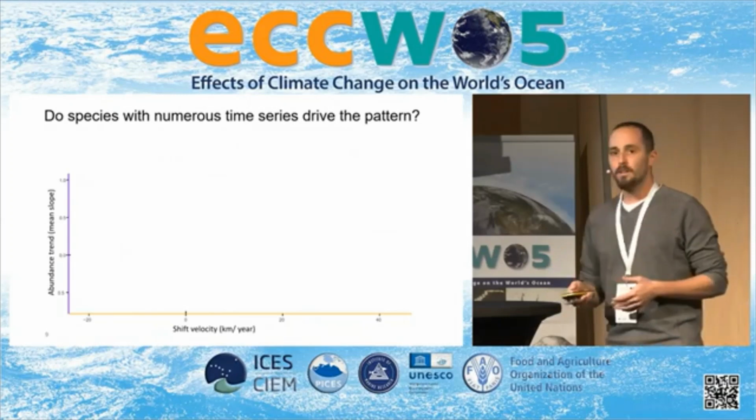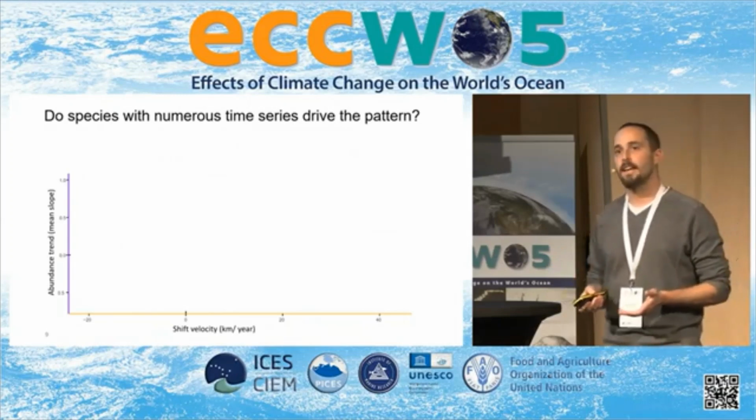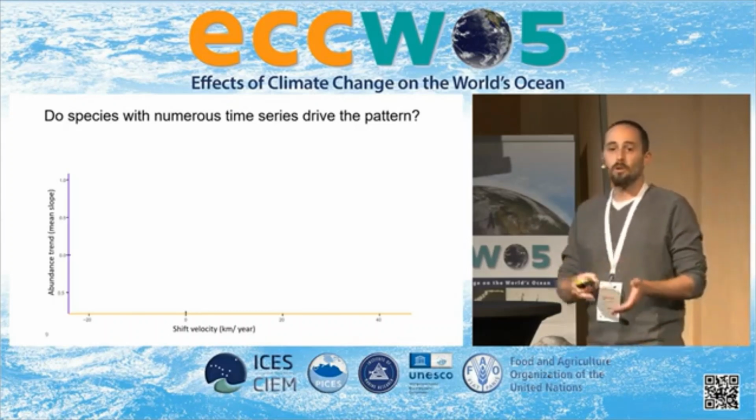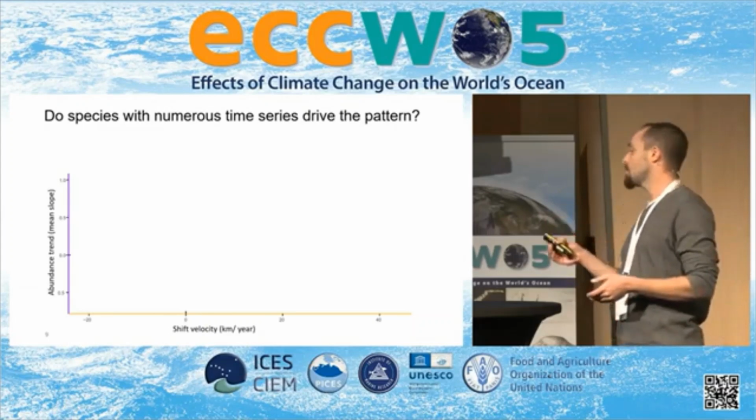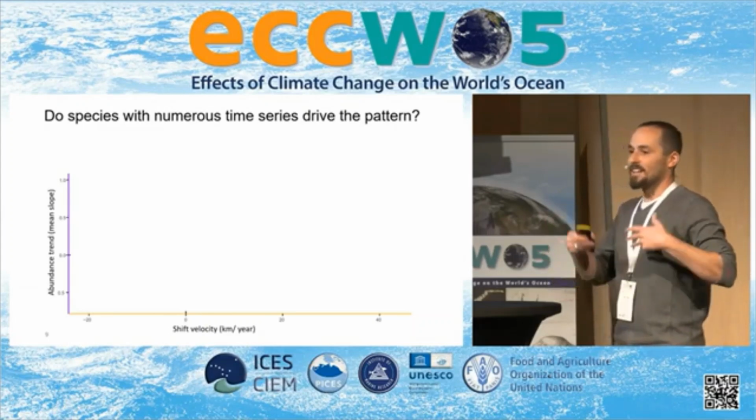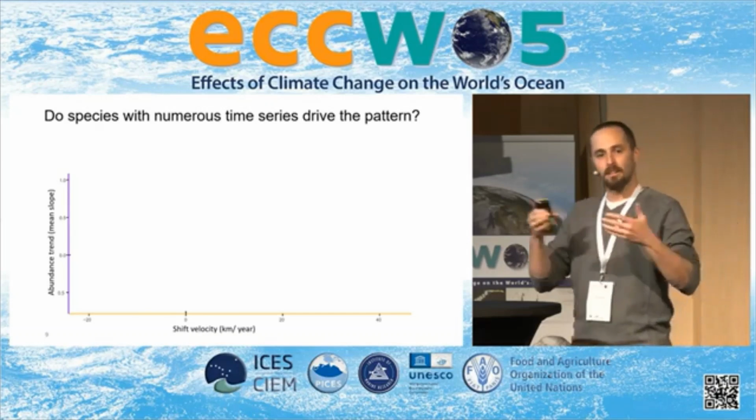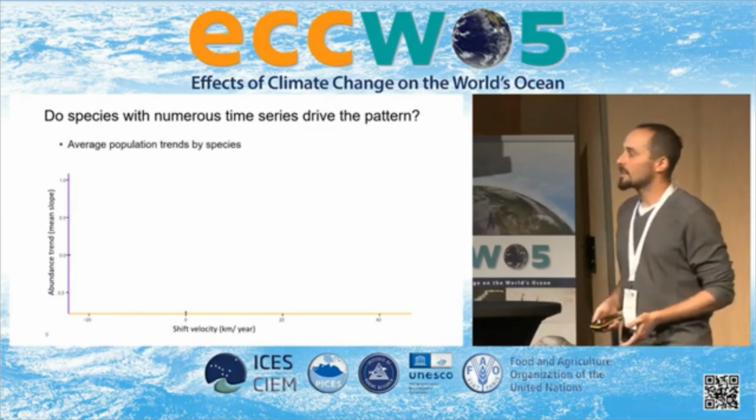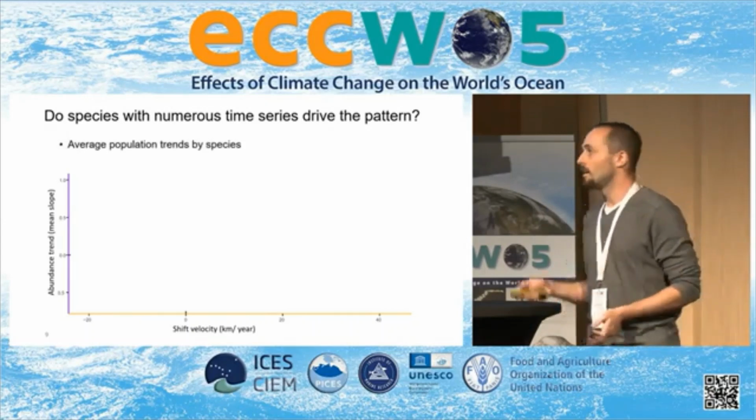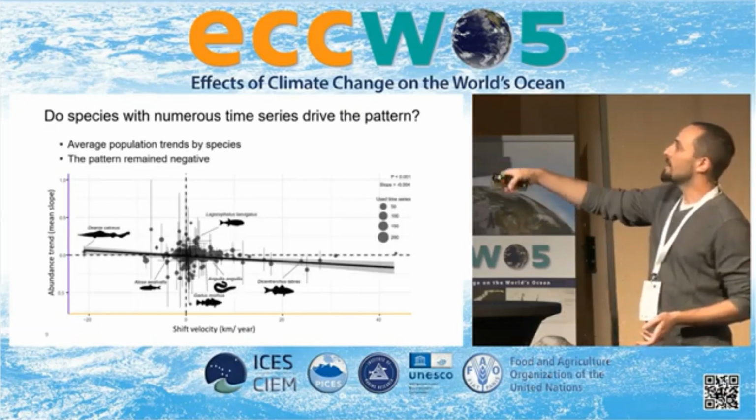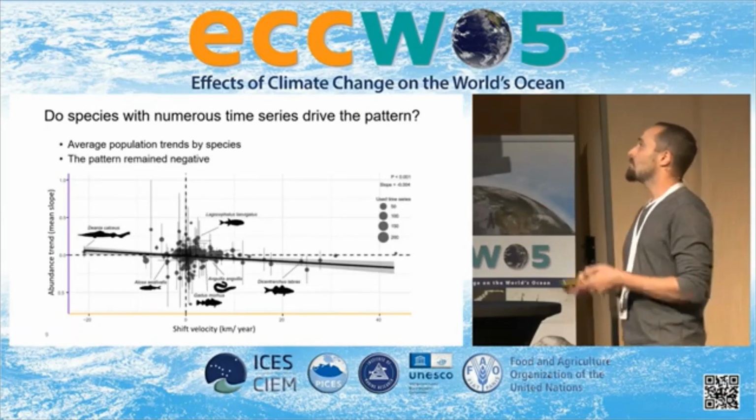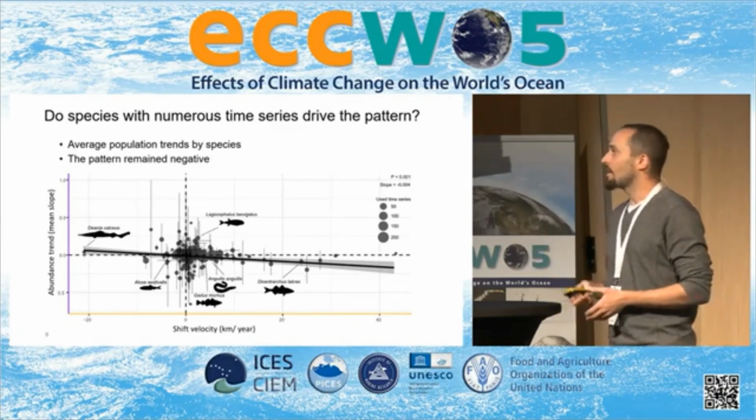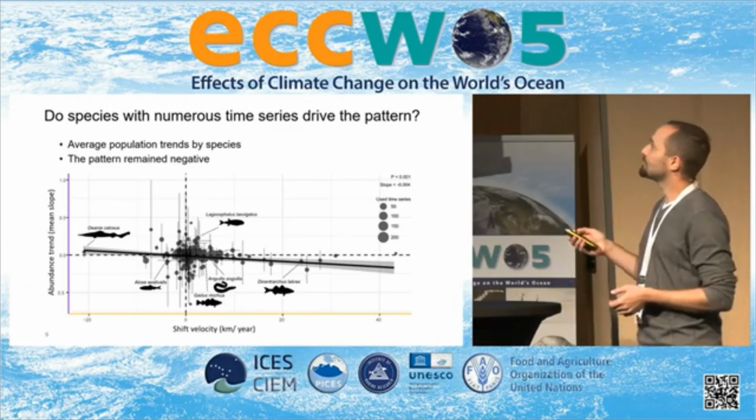Next up, we know that some species in our data set are represented by many populations, while others are represented by only a few populations. So it also could be that the patterns are driven by those species with many populations, and thus we cannot really generalize what we find. So what we've done here, we averaged the population trends by species and reran the analysis at the species level. On the y-axis is the mean population trend for each species, and we still found a significant negative relationship. So given this data, we find that this pattern is relatively robust.